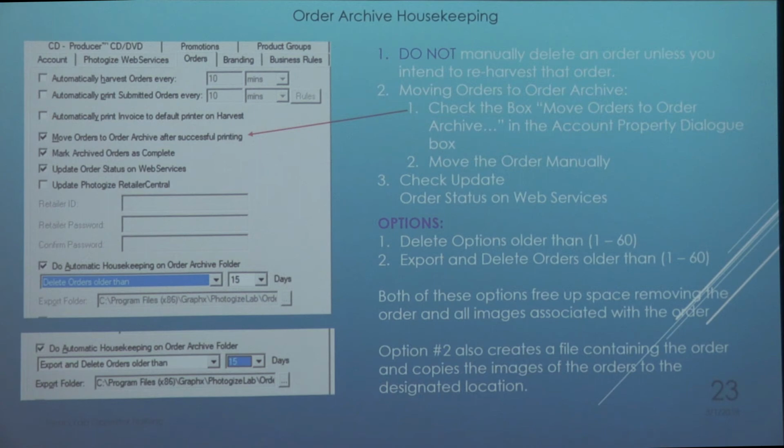There's two options. The first is delete orders older than X. And that X can be anything from 1 to 60 days. And that really depends upon your particular business need.